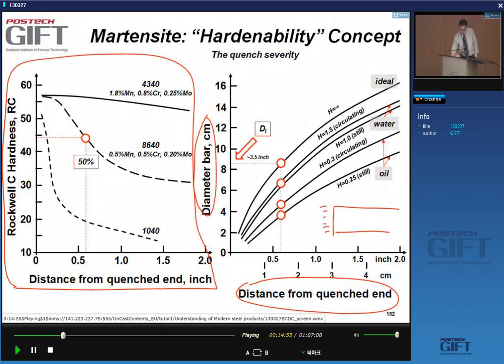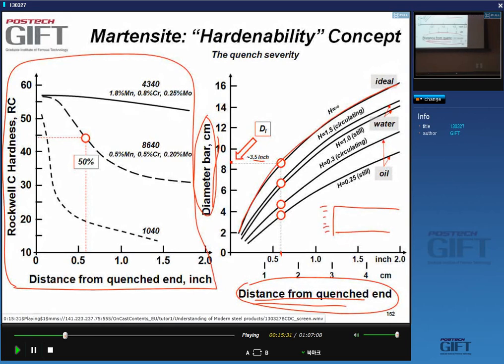So it basically means, if I take a line here, I'll choose one of the lines and we'll go through the other lines. This line obviously relates the distance from the quenched end to the equivalent bar diameter. And it says that if I have a little over half an inch distance from the quenched end, this will correspond to about 3.5 inches in diameter of hardening.